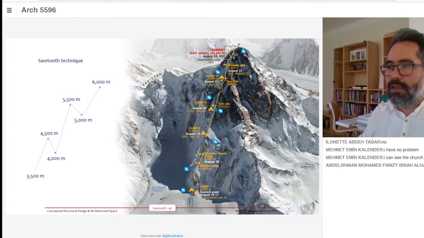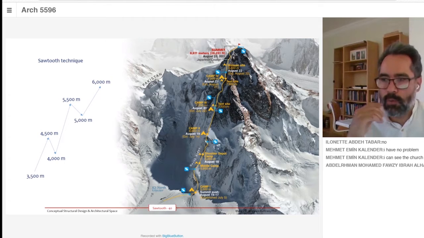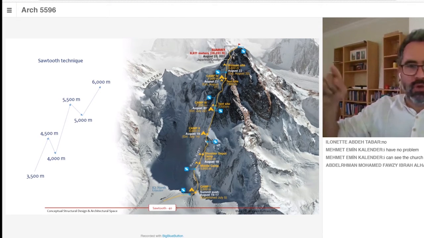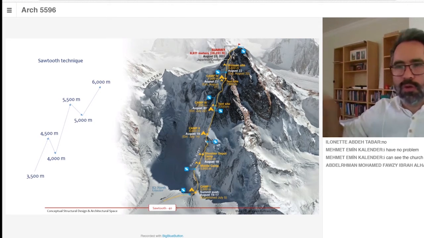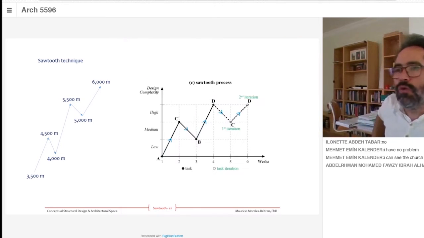So what is happening here is this technique is called sawtooth because it's more or less the shape you end up with when you draw this system. When you explain it to someone and you do it by hand, you end up with this sawtooth. So I thought we can apply the same system here.